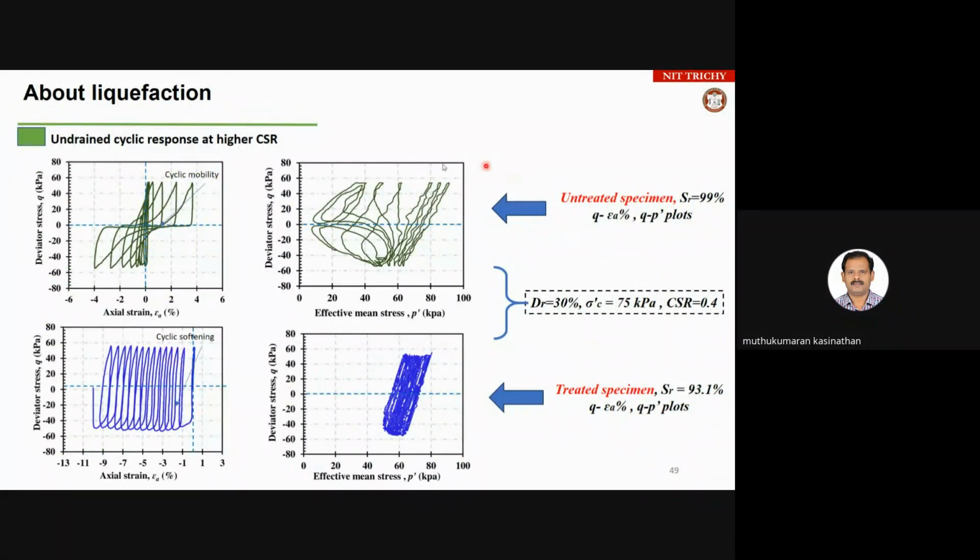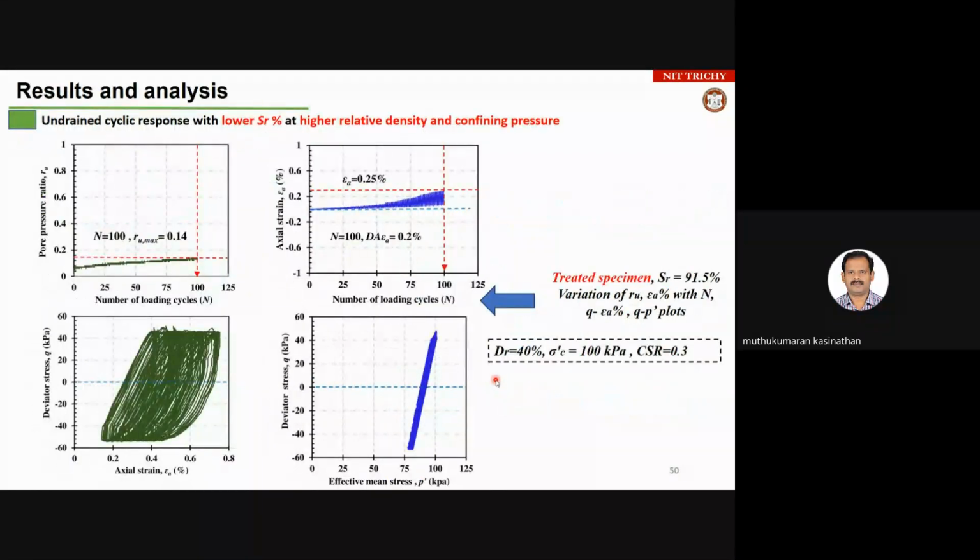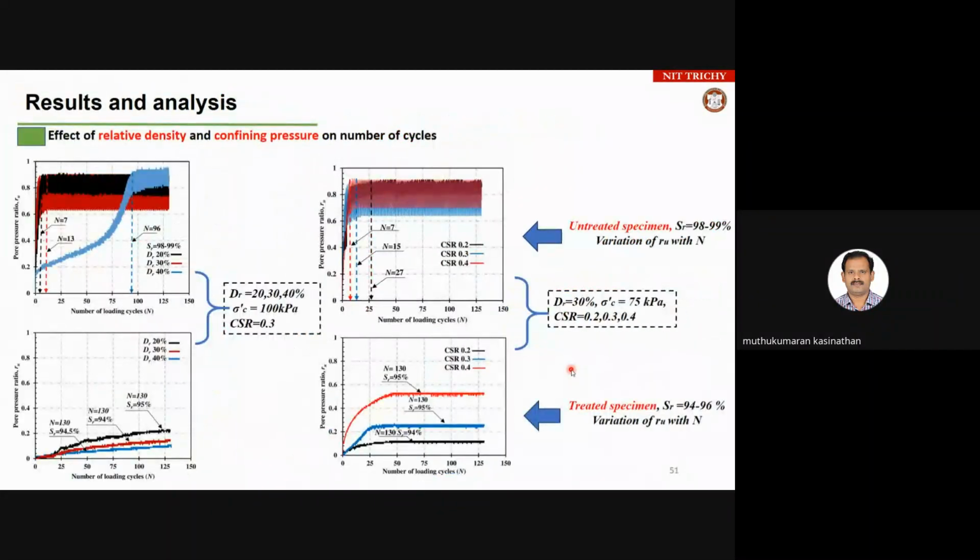So again, it has been explained in terms of the hysteretic loop, considering the whole analysis. And this is for 40% with the confining pressure increased to 100 and the CSR value 0.3. So you have a favorable property. With 30 to 40, it will be further extended. And this is the overall comparison that we are considering. Untreated specimen from 98 to 99% degree of saturation.